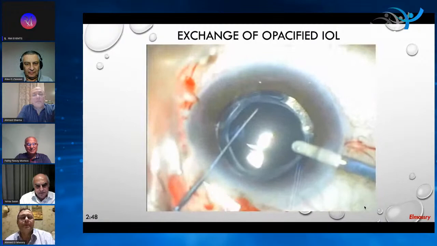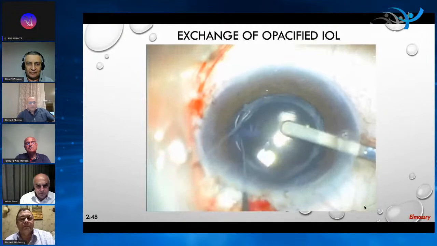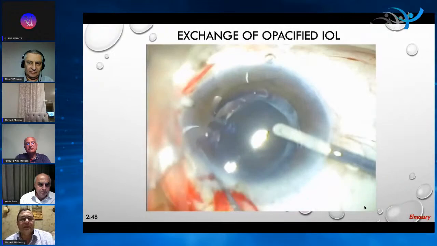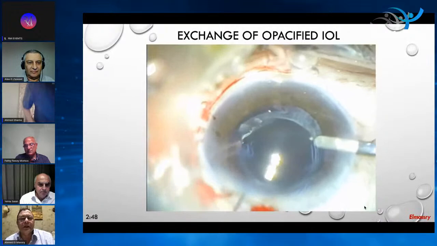Again, you have to be prepared with all your tools. You may have the whole IOL with the bag. You may have a rent in the posterior capsule, so you should be prepared with a three-piece IOL, or even the Artisan or the Verisyse. You may find the whole bag is out, or even use the Yemeni technique for secondary IOL implantation. Once one of these haptics is out, it's easy to get the rest of the bag out, and you can put it in the anterior chamber and then get it out.